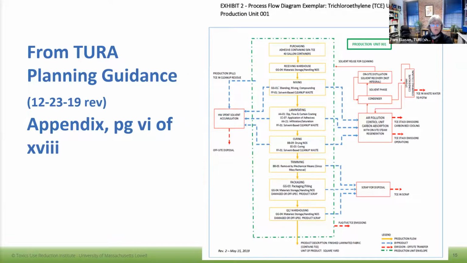It shows when it was revised. It shows what the production unit number is. So this is just an example. We're going to see a lot more examples.